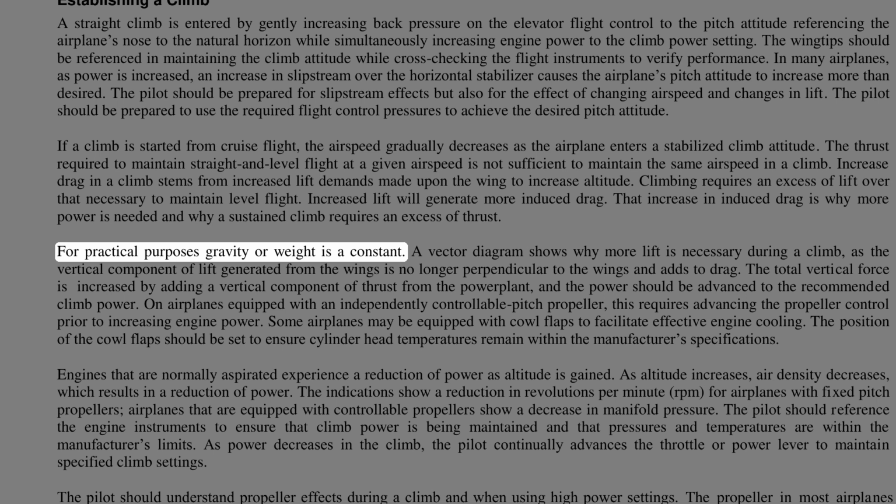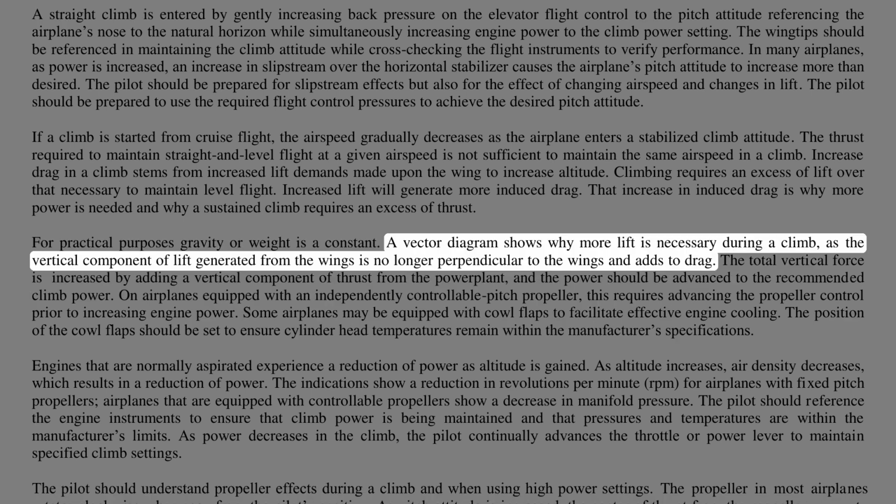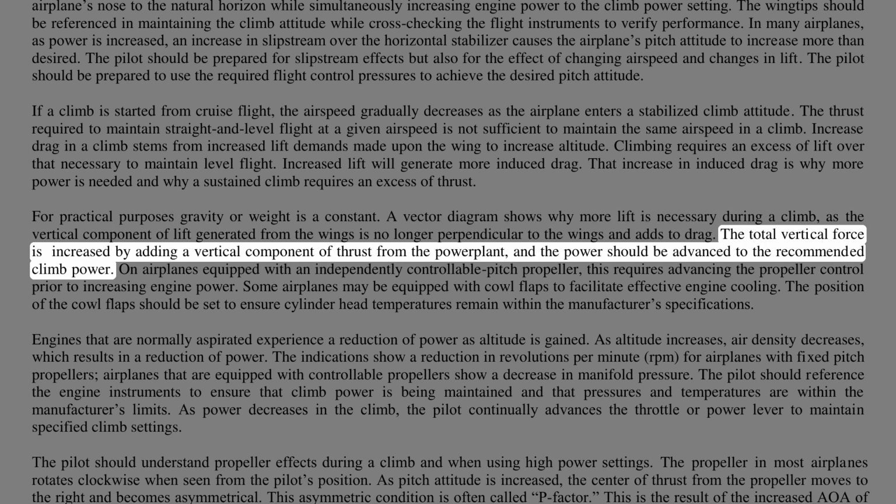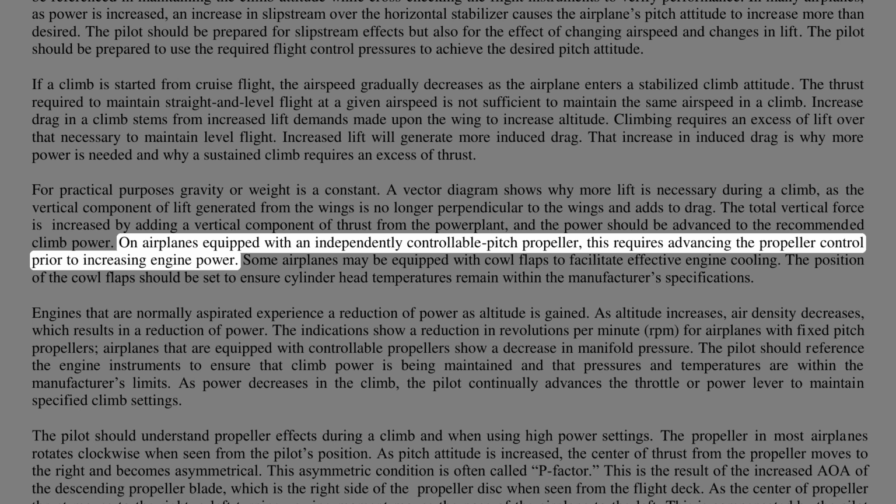For practical purposes, gravity or weight is a constant. A vector diagram shows why more lift is necessary during a climb, as the vertical component of lift generated from the wings is no longer perpendicular to the flightpath and adds to drag. The total vertical force is increased by adding a vertical component of thrust from the powerplant, and the power should be advanced to the recommended climb power. On airplanes equipped with an independently controllable pitch propeller, this requires advancing the propeller control prior to increasing engine power.